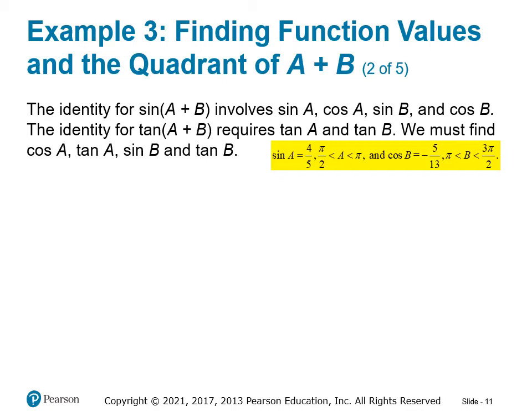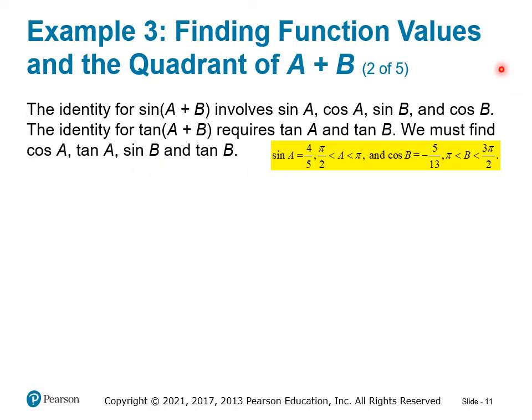We know that the identity for the sine of a sum involves the sine and cosine of each of those angles. And we know that the identity for tangent of a sum requires the tangent for both of those angles. So in order to solve this, here's the values that we were given, the sine of A and the cosine of B. We need to find the other values: cosine A, tangent A, sine B, and tangent B.